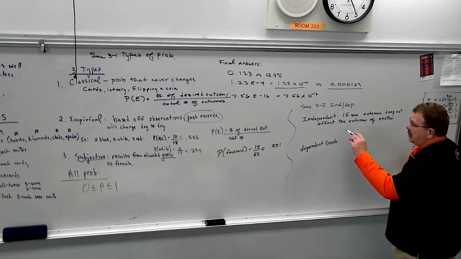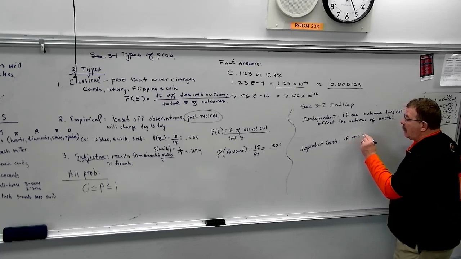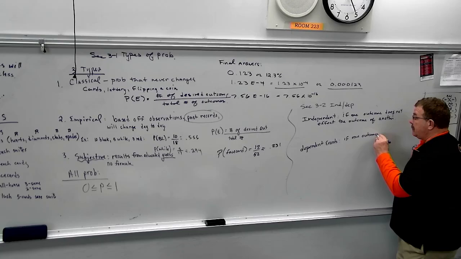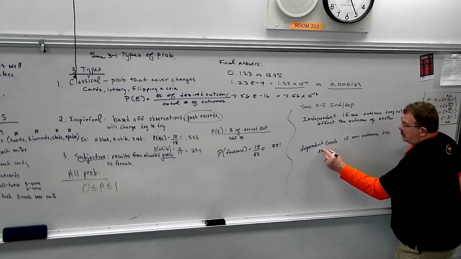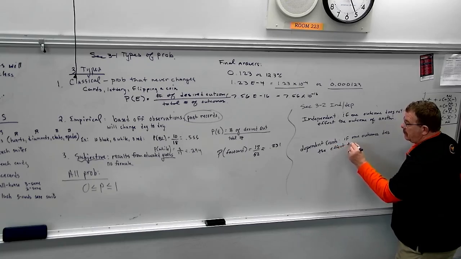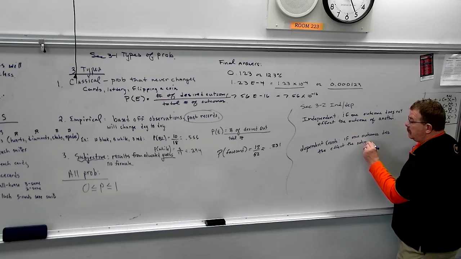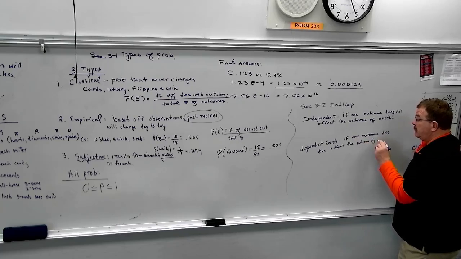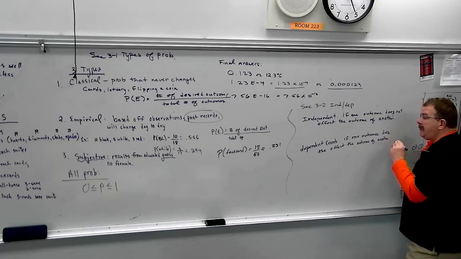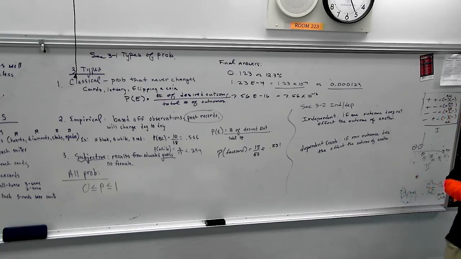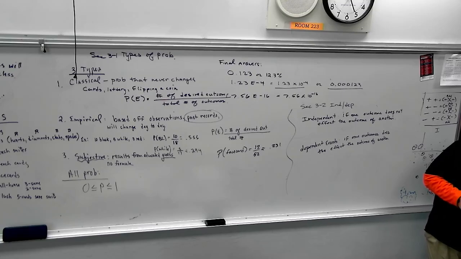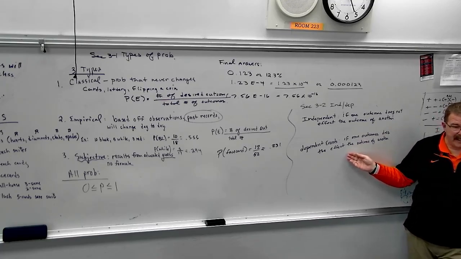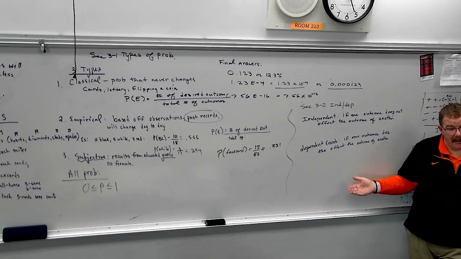Now, dependent events is just the opposite. If one outcome does affect the outcome of another, like your socks in the drawer. Does anybody have another? Who could give me an example of dependent events using cards? So you took out an ace, and I took out an ace. I set it down, and then I select another card. Doesn't that affect the outcome of my second card? Because now there's only 51 cards in the deck.